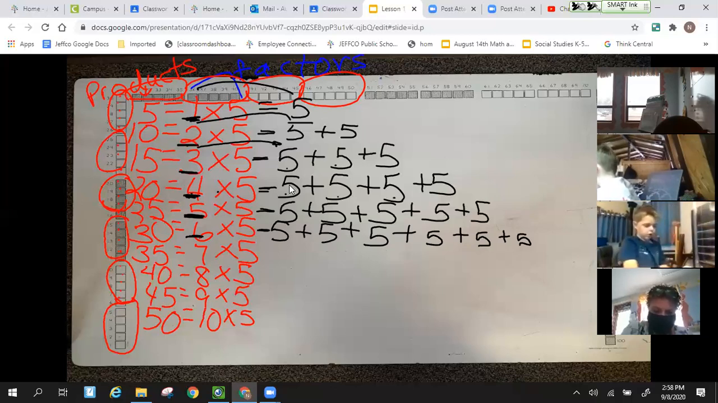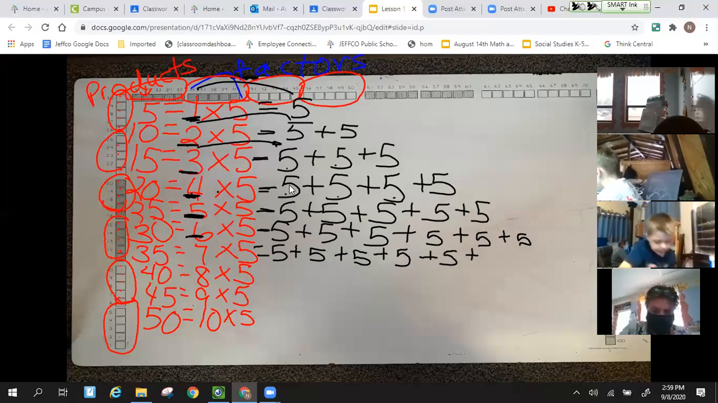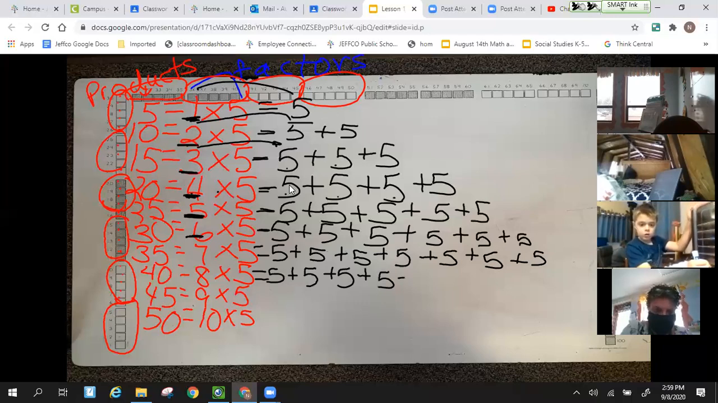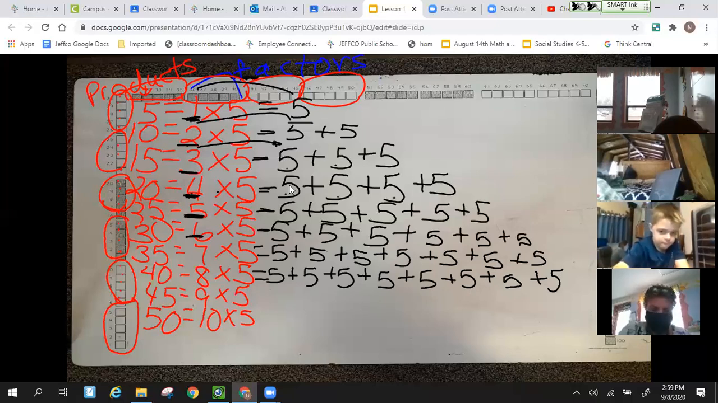7 groups of 5. Cooper, what are you thinking? 5 plus 5, 7 times. 4, 5, 6, 7. Let's see. 1, 2, 3, 4, 5, 6, 7. 7 groups of 5, 35. Karen. 1, 2, 3. I gotta write a little smaller now. 5, 6, 7, 8. You guys are getting it. We only have 2 left.